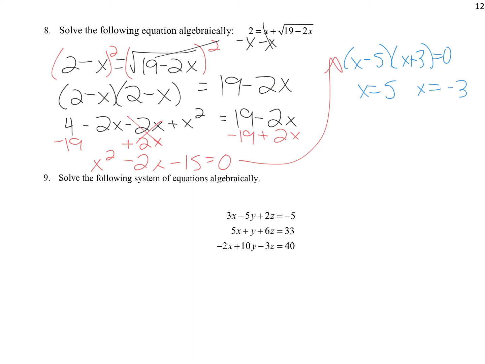I showed a check on page 1, so if you want to go back and do that, basically we're going to plug in the 5 for the x. That ends up not working. When we plug in the negative 3 for the x, and specifically I should have underlined both x's, that makes the equation true. 2 does equal negative 3 plus the square root of 19 minus 2 times negative 3. So my only answer here is negative 3.